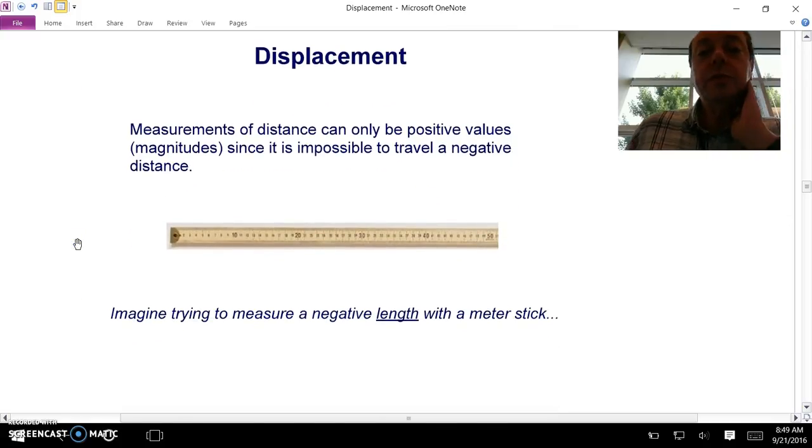Measurements of distance can only be positive values, magnitudes, since it is impossible to travel a negative distance. Distance is size only. We call that a scalar quantity. Imagine trying to measure a negative length with a meter stick. Pretty tough.